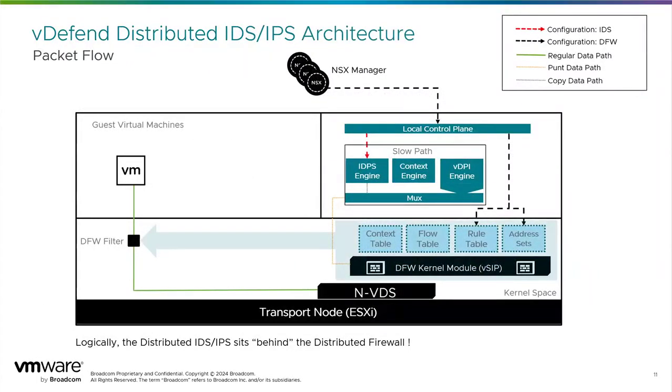Within the VDPI, it initializes the DF filter channels. You'll ensure shared memory is created for VDPI IDPS to read the packets punted by the kernel module. These packets are then released back to the kernel module once all the processing from the VDPI IDPS has completed.